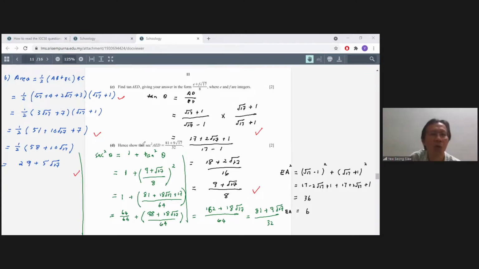You just want to show, so you have to show the steps. The final answer is this. Thank you. So this question is about surds and trigonometry. We are using the surds, we are using the trigonometry, two chapters combined.